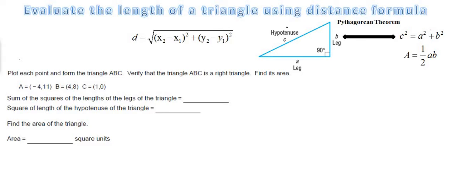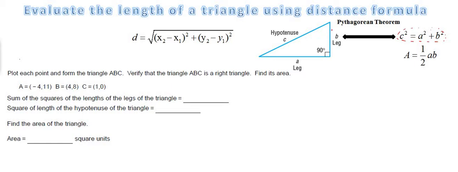I also would like to recall another important theorem. We call it the Pythagorean Theorem. Given a right triangle, we have 2 legs and 1 hypotenuse. We have the lengths for the 2 legs, that is A and B, and the length for the hypotenuse, that is C. Then according to the Pythagorean theorem, we have C squared equals A squared plus B squared.